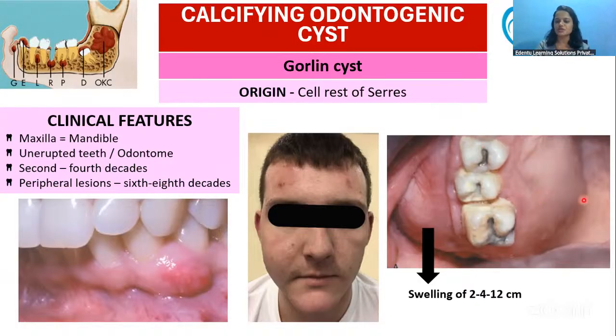It can produce a swelling like this. Okay, so it can produce a marked extraoral swelling also like this in the patients. Peripheral lesions will be very small like this in the gingiva. But usually, most of these peripheral lesions of this Gorlin cyst will be seen in older patients, like the ones in the 6th to 8th decades of life. Yes, you will be seeing the peripheral lesions usually in the older patients.